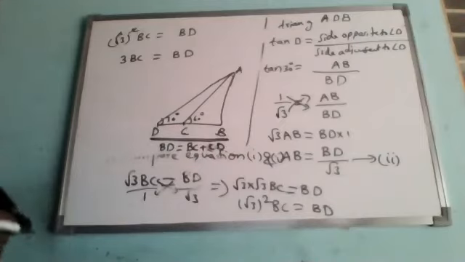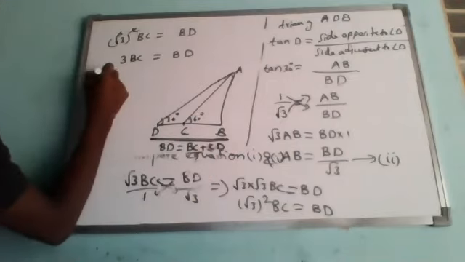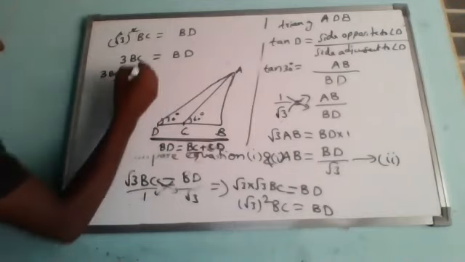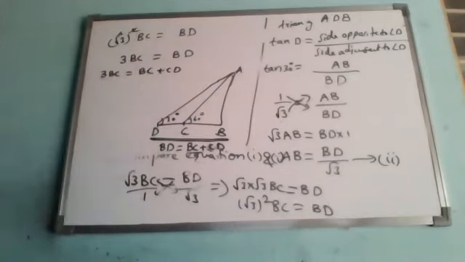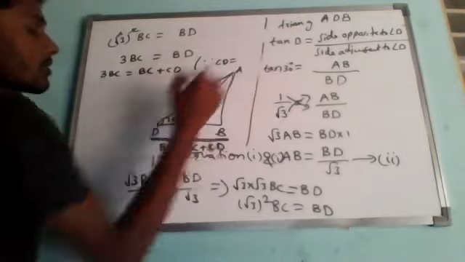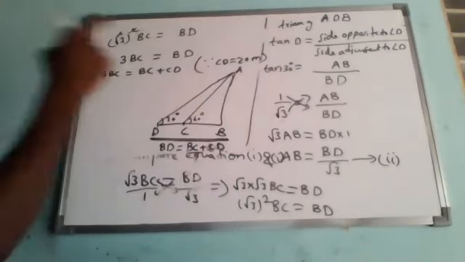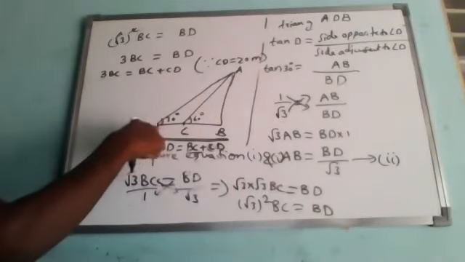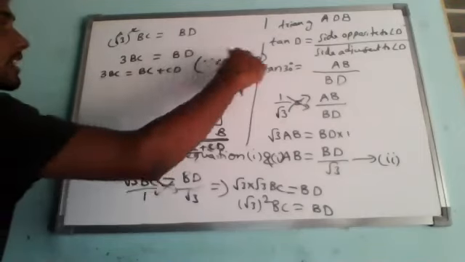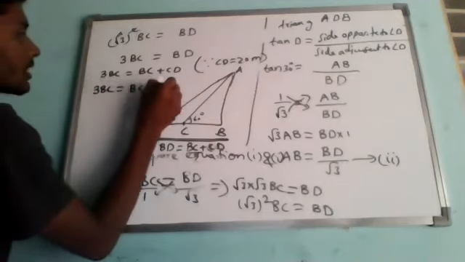Now in place of BD, I'm going to substitute BC plus CD. So 3BC is equal to BC plus CD. Now from the given data, we know that CD, the distance from C to D, is 20 meters. After traveling 20 meters away from point C, the angle of elevation forms 30 degrees. So instead of CD, I can replace it with 20 meters. So 3BC is equal to BC plus 20 meters.